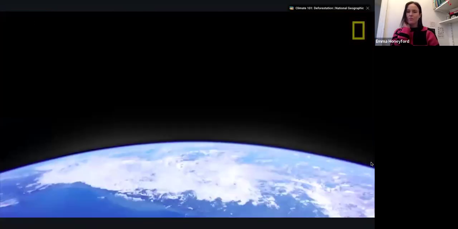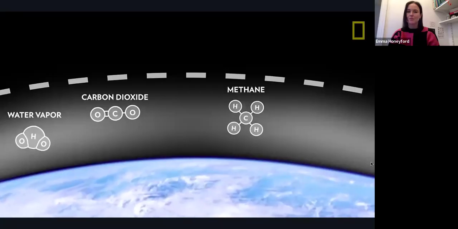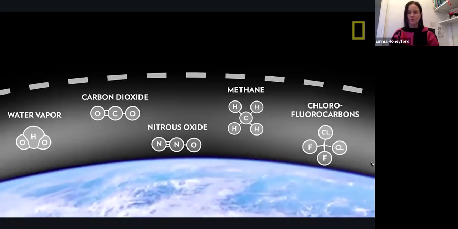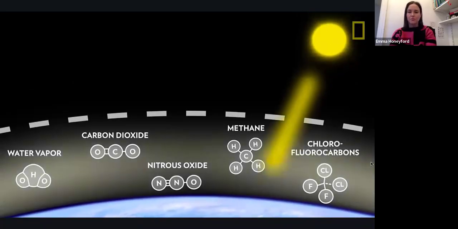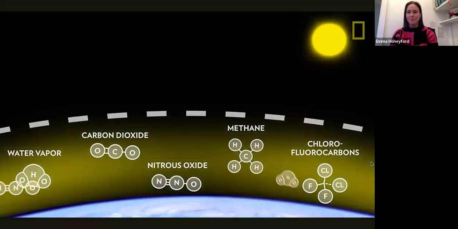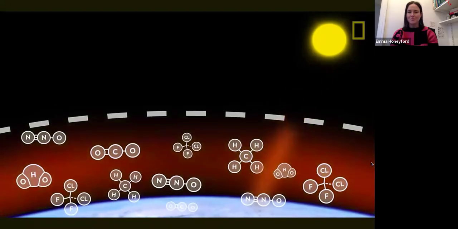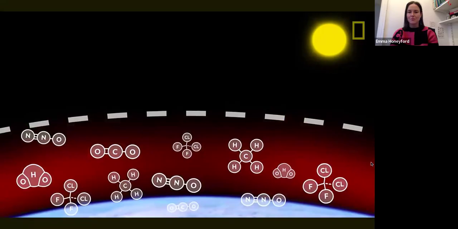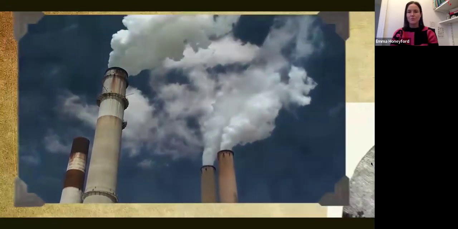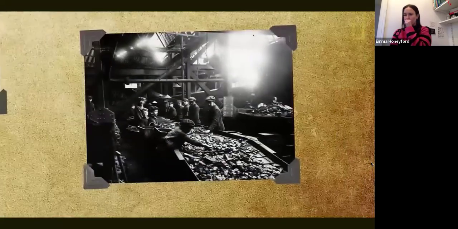The main cause is a phenomenon known as the greenhouse effect. Gases in the atmosphere, such as water vapor, carbon dioxide, methane, nitrous oxide, and chlorofluorocarbons, let the sun's light in, but keep some of the heat from escaping, like the glass walls of a greenhouse. The more greenhouse gases in the atmosphere, the more heat gets trapped, strengthening the greenhouse effect and increasing the Earth's temperature. Human activities, like the burning of fossil fuels, have increased the amount of CO2 in the atmosphere by more than a third since the Industrial Revolution.